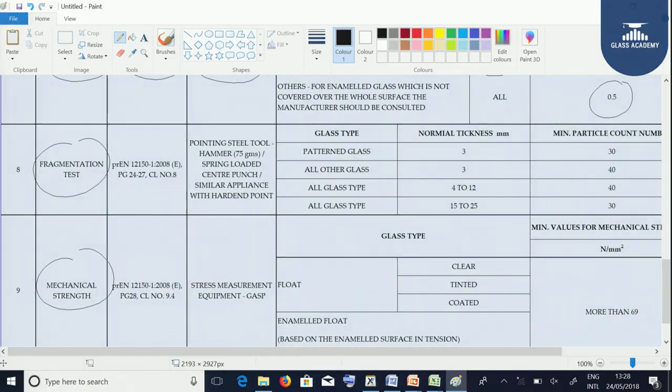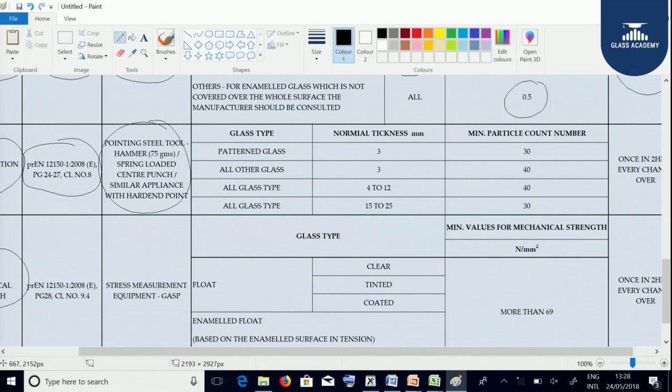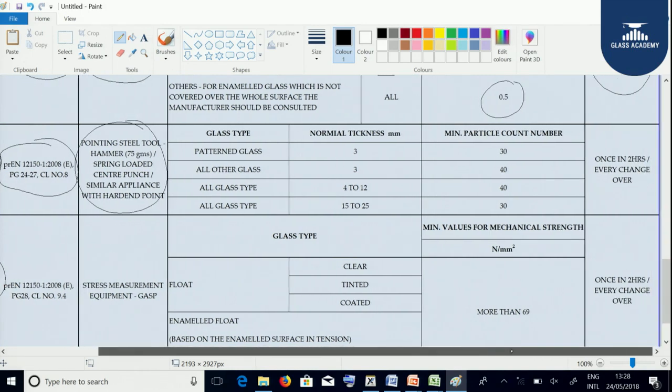Now let us understand the fragmentation concepts of the toughened glass. The standard that we follow is EN 12150. In order to do the destructive method of testing, that is the fragmentation, the tools that we use are a pointed steel tool, a hammer weighing 75 grams, or a spring loaded center punch, or a similar appliance with a hardened point. And here the fragmentation count is dependent on the thickness of the glass.